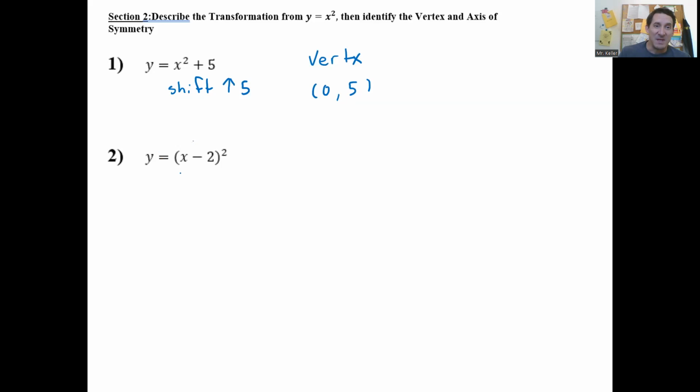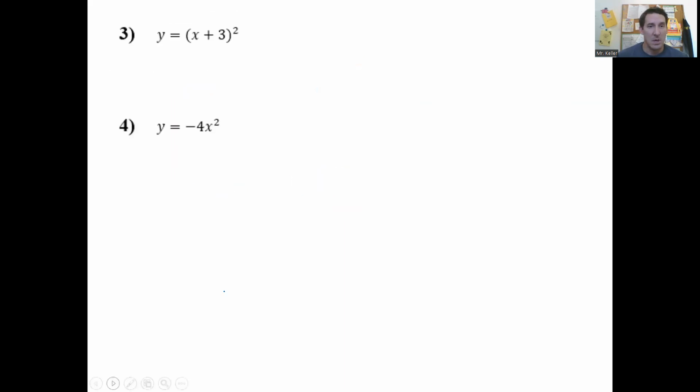This one is going to be a shift right 2. And the new vertex, we shifted right 2, so the x value is 2. We didn't shift in the y direction, so the y is 0. This one here, that's a shift left 3. Remember, it's opposite of what you think.